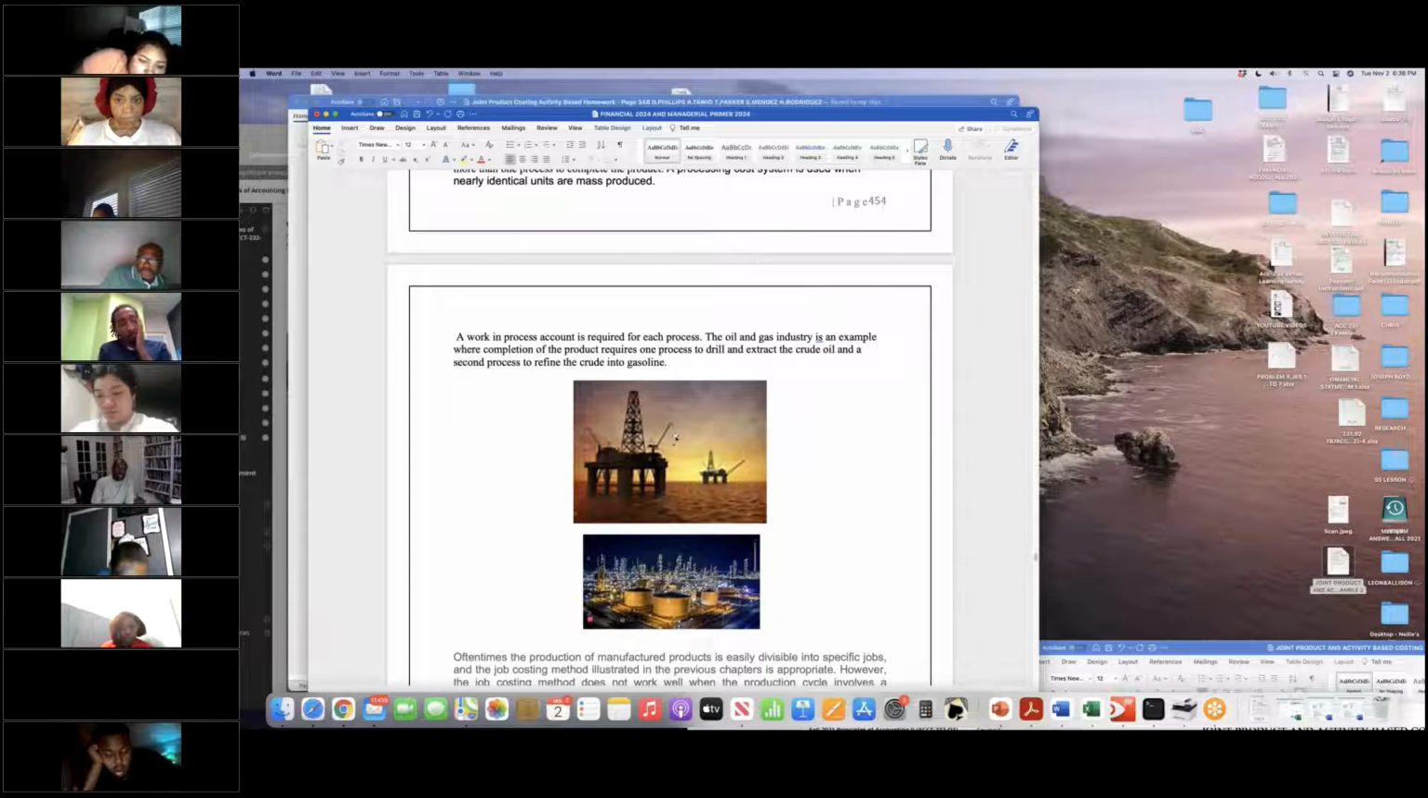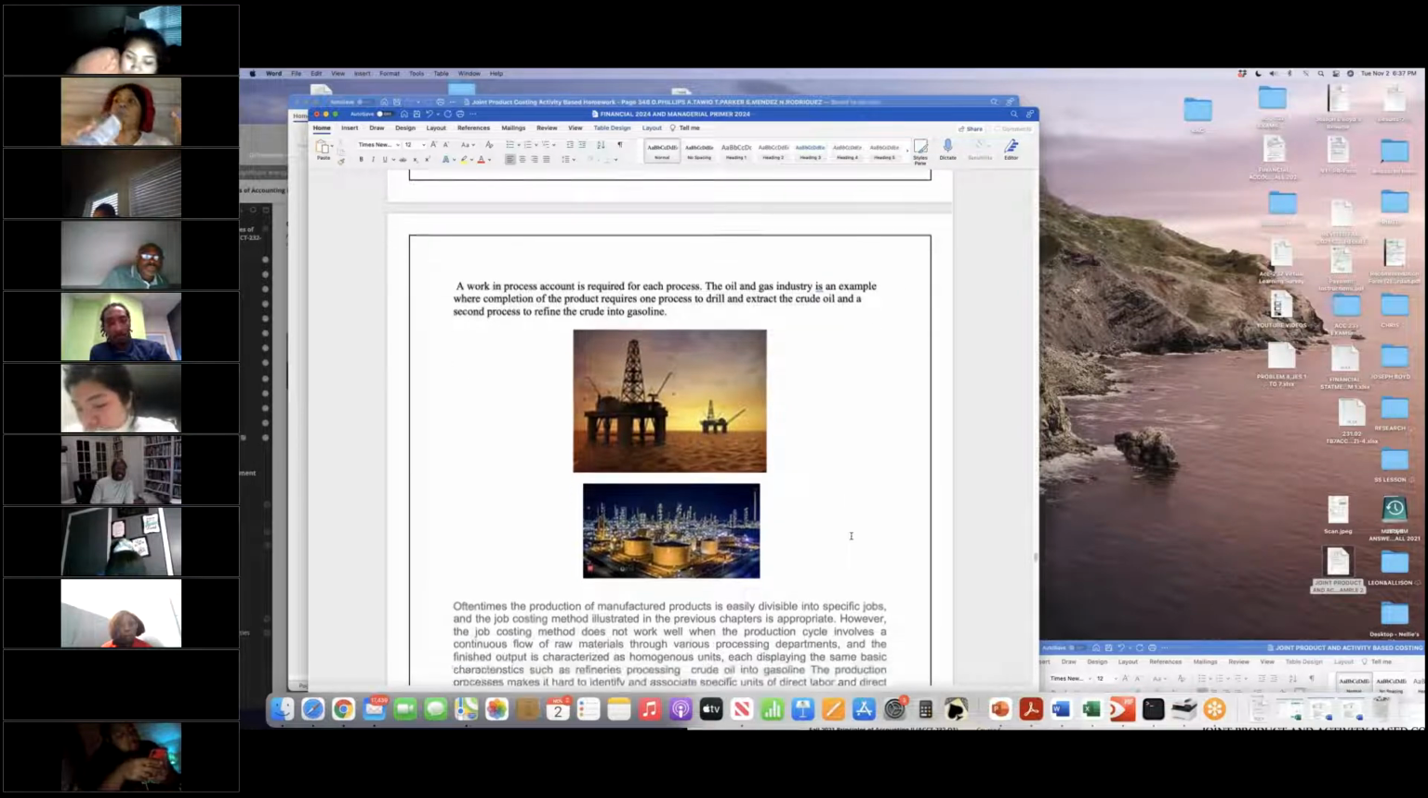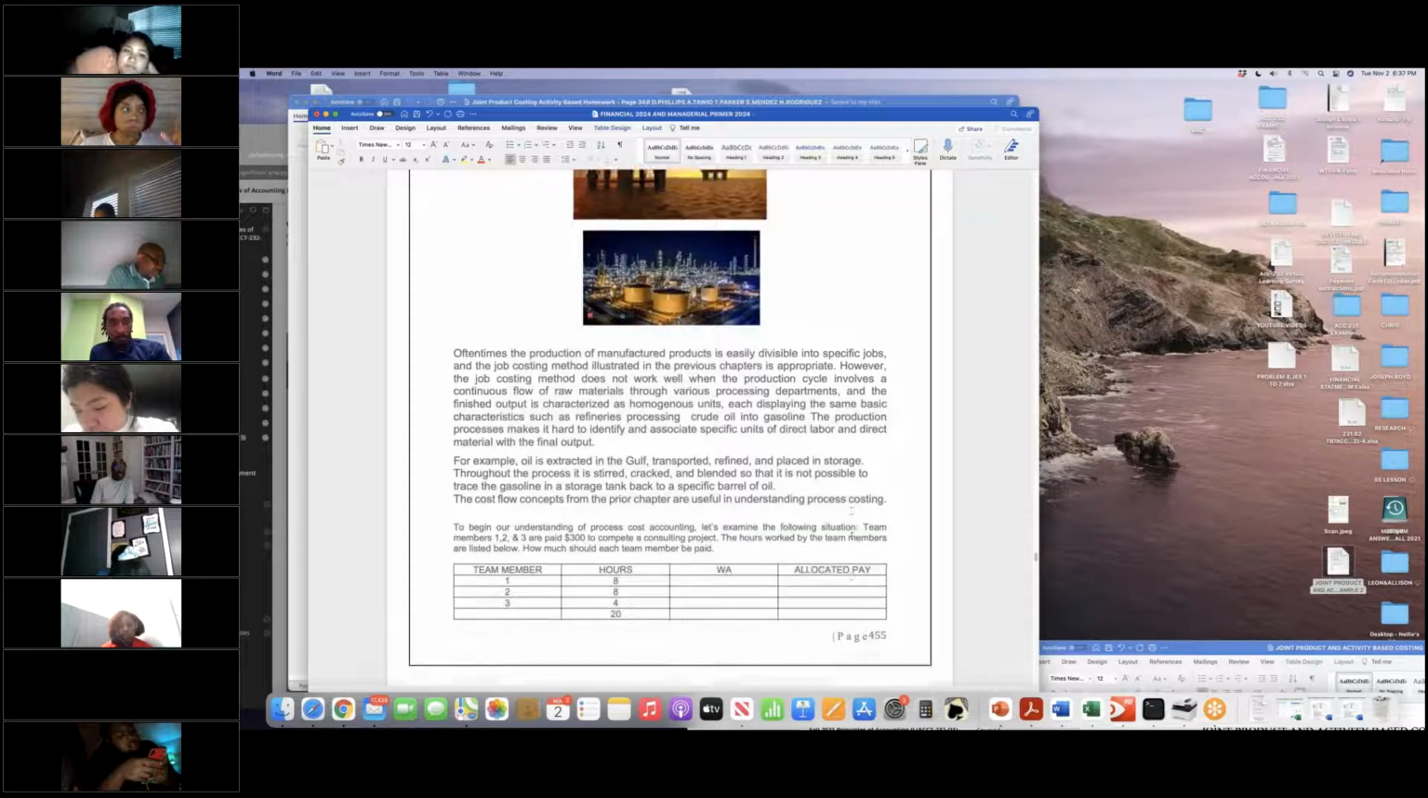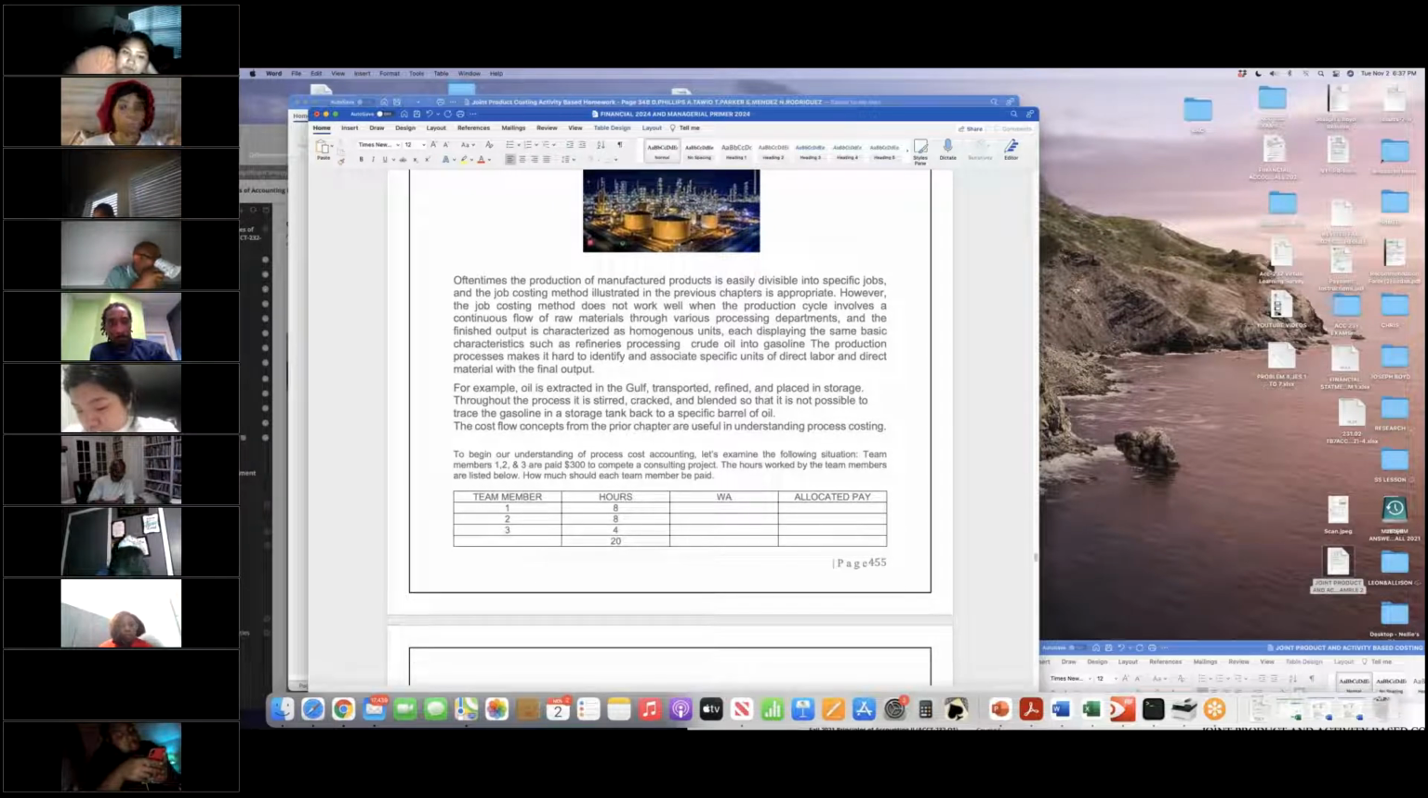So if you got a set of costs out here in the Gulf, you're going to have a work in process account here, so you can be controlling those costs because there'll be budgets you expect. Then when it's inland and it's being refined, you're going to have another work in process account. So the key thing here, one product, but a work in process account for each location or each process. And we have to combine all of those.